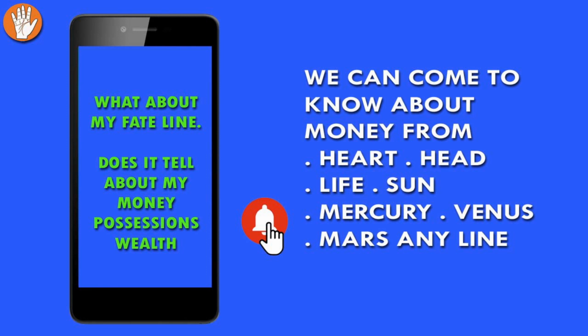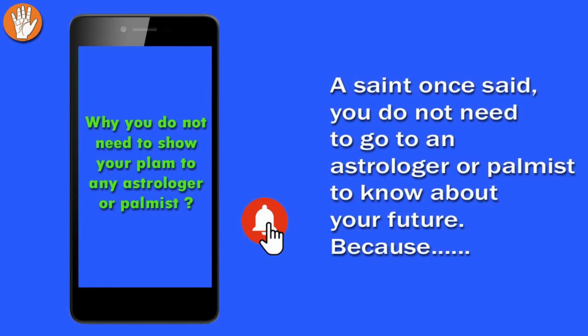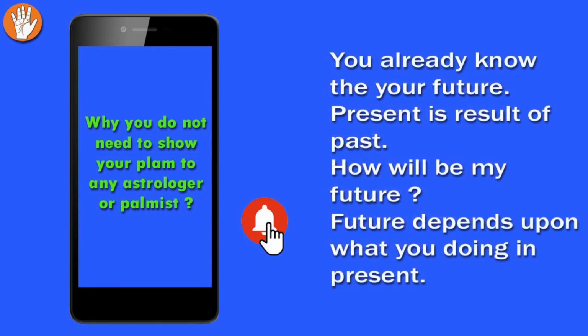I've made many videos where I explain why and how we can see those possibilities in your hand. The other part is that a saint once said, you do not need to go to an astrologer or a palmist to know about your future, because you already know your future. The present is a result of the past. How will my future be? The future depends upon what you are doing in the present.